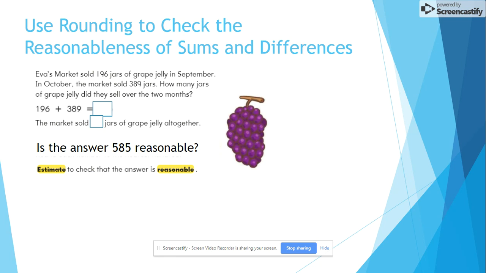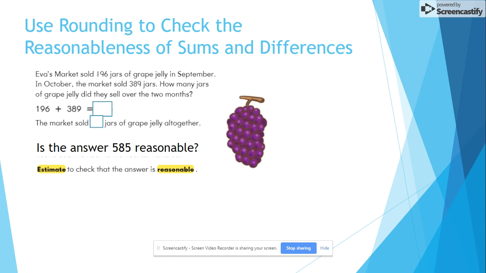So reasonableness, remember from your notes, means does our actual answer make sense? Okay, so in this problem, it says Eva's Market sold 196 jars of grape jelly in September. In October, the market sold 389 jars. How many jars of grape jelly did they sell over the 2 months? So we know this is an addition problem because they want to know how many jars they sold in all or over the 2 months.